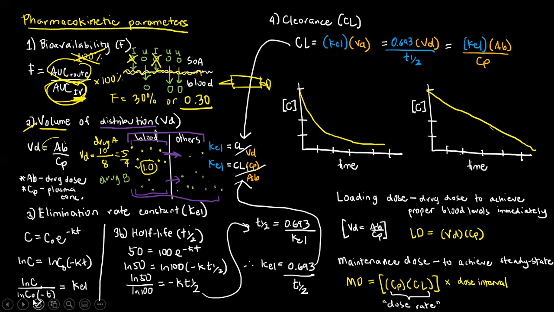How about for drug B? The VD is going to be, let's count everything. 1, 2, 3, 4, 5, 6, 7, 8, 9, 10, 11, 12. And then we count the dots here in the blood, 3. 12 divided by 3 is 4, okay? So again, rounding to whole numbers, our VD for drug A is 1 and VD for drug B is 4. What does that mean?